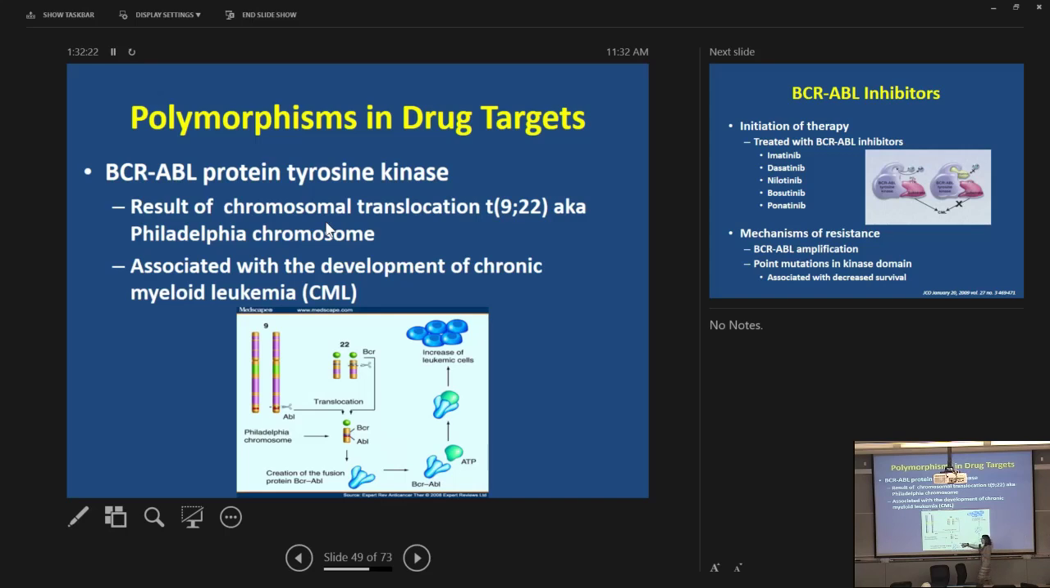So you see here ABL on chromosome 9 and BCR on chromosome 22. They break off and then develop this BCR-ABL. When that is made, it becomes constitutively active, and it starts making proteins that then cause the development of leukemia in these patients. Okay.